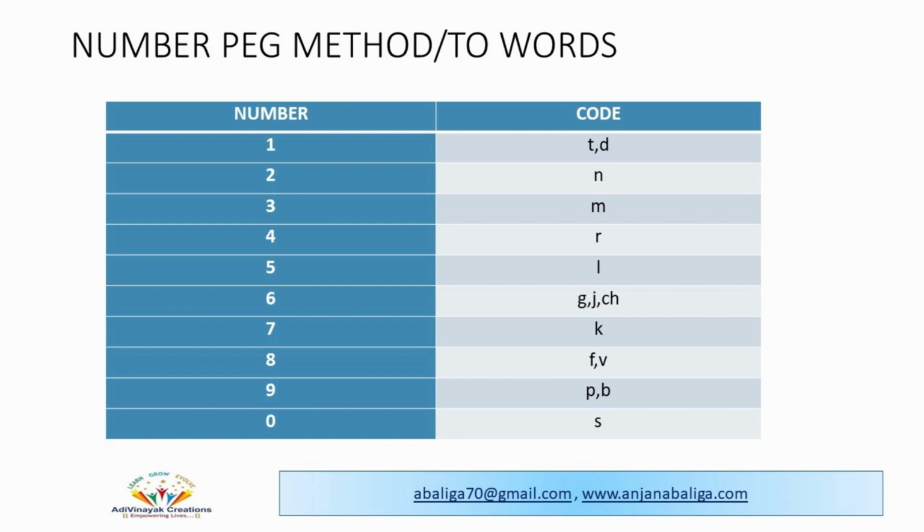Now again let's go to the peg method and see what 2 and 8 stand for. 2 stands for N and 8 stands for F and V. So try forming a word with NF or NV, whichever comes into your mind. The most suitable word that comes into my mind is NV, that is a navy ship, which we can visualize, and imagine what is happening on a navy ship.